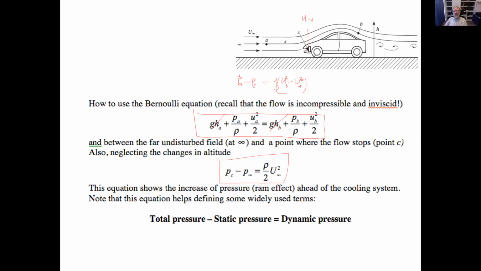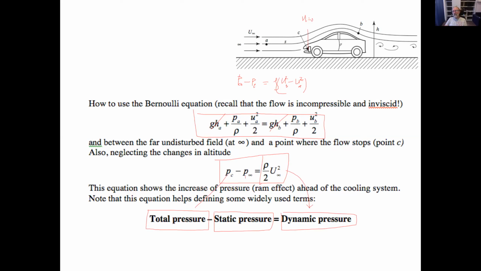So this is higher pressure when the velocity is 0. And therefore, for that point, assuming velocity is 0, I end up with this equation. This has a very important meaning, because we can claim that PC is called the total pressure. This is the static pressure. And this is the dynamic pressure, which is actually half rho U squared. This is the velocity.